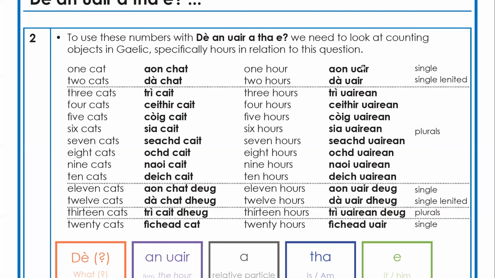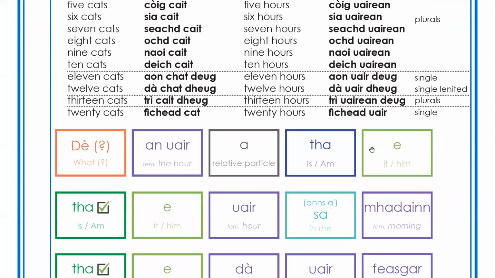With uair, hour: un uair, da uair, tri uairean, ceithir uairean, coig uairean, all the way through to deich uairean, and then 11 and 12, un uair diag. 1 hour 10, un uair diag. Da uair dhiag, 2 hour 10. Tri uairean diag, 4 uairean diag, 5 uairean diag, 6 uairean diag, etc. through to fichid uair, singular again. Fichid uair. So what time is it?